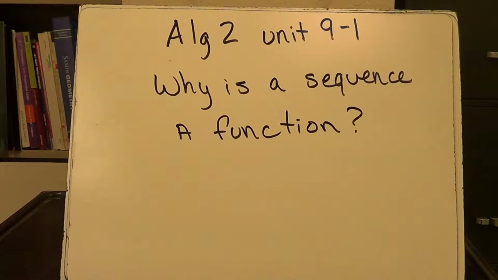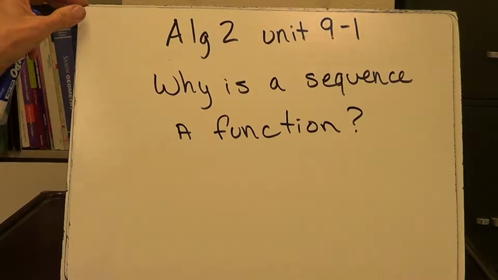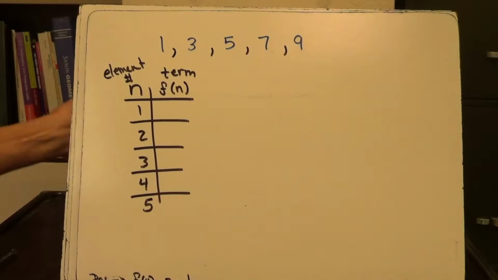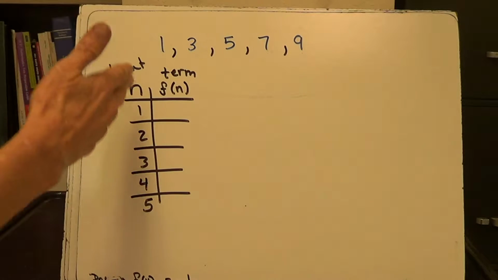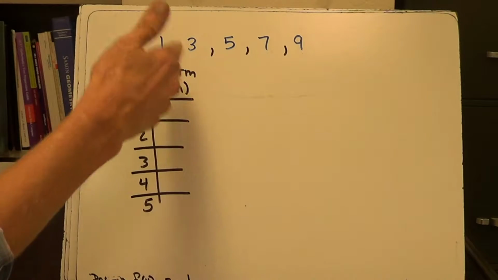Welcome. This is Algebra 2, Unit 9-1. Why is a sequence a function? So we have a sequence here: 1, 3, 5, 7, 9. The element or position number is the n value.